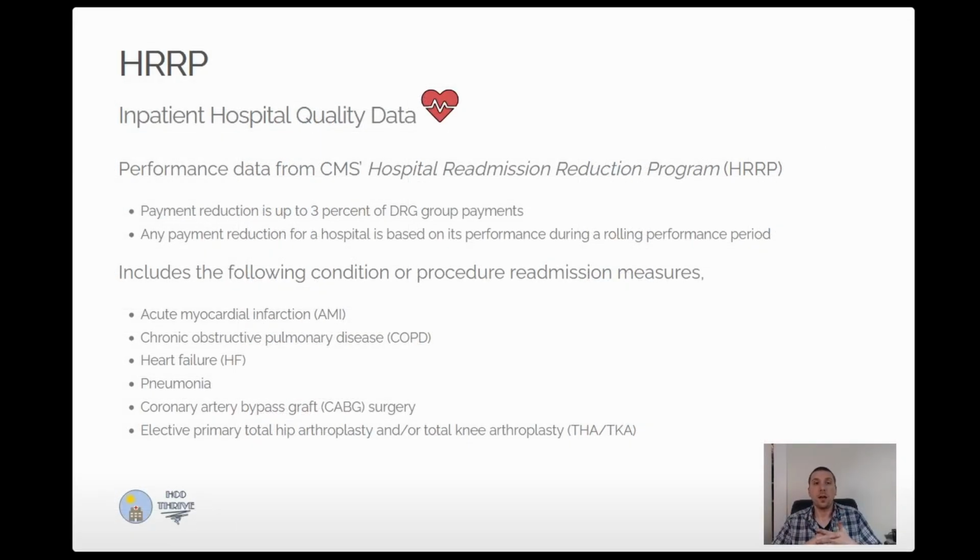Here we have the Hospital Readmission Reduction Program. This one's important because providers can be docked up to 3% of their DRG group payments. The way this program works is basically a model predicts a score for each of the readmission measures, as you can see below. So AMI, COPD, heart failure, etc. Then the actual ratio is compared to the predicted, and those who have actually more than what is predicted are penalized.